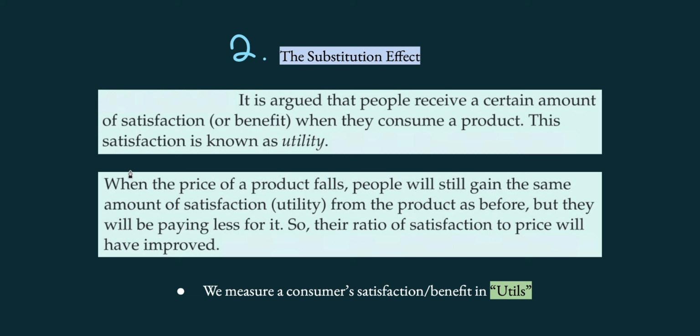Okay, so when the price of a product falls, people will still gain the same amount of satisfaction or utility from the product as before, but they will be paying less for it. So the ratio of satisfaction to price will have improved. And I'm going to be able to explain this in the next slide using my own graphs, but we're going to be measuring a consumer's satisfaction or benefit. It's measured as something called utils. So if you're ever asked to calculate this, quite literally using figures or numbers, put utils after it because they like seeing that unit. Okay, so now I'm going to compare the $5 and the $10 hamburger once again.